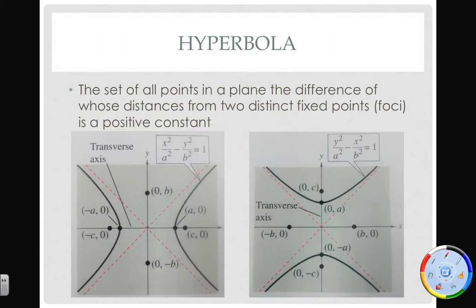All right, moving forward to the hyperbola. I know I'm going quickly through here, but that's the beauty of the video. You can pause and rewind whenever you need to. Okay, so for a hyperbola, this is kind of the more difficult conic section, but it's the set of all points in a plane, the difference of whose distances from two distinct fixed points, the foci, is a positive constant.